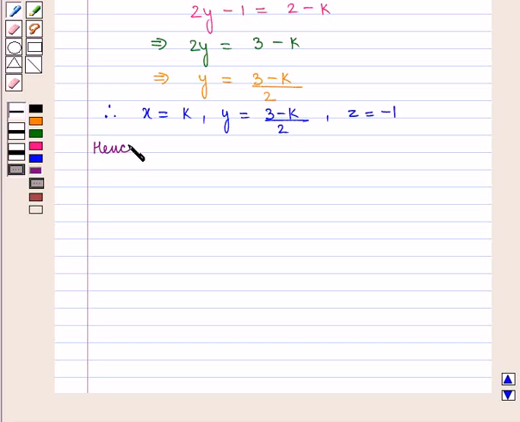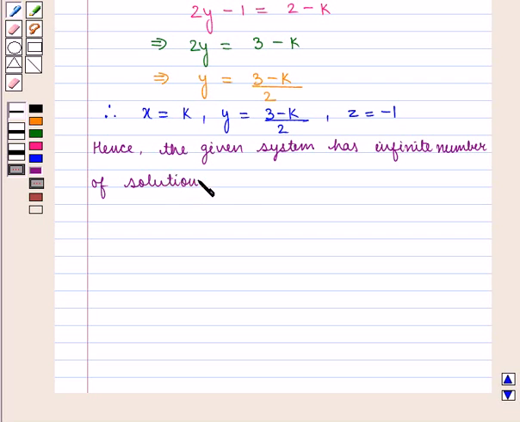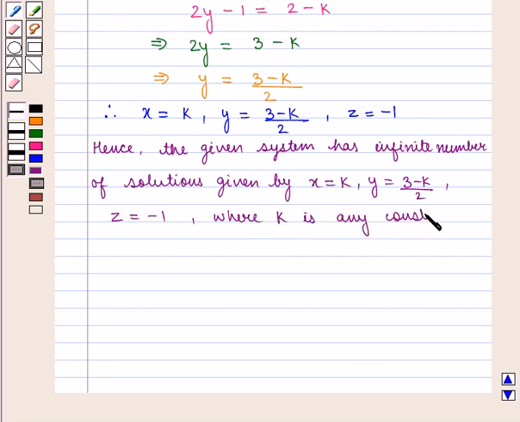Hence the given system has infinite number of solutions given by x is equal to k, y is equal to (3 minus k) by 2, and z is equal to minus 1, where k is any constant. And this is the required answer.